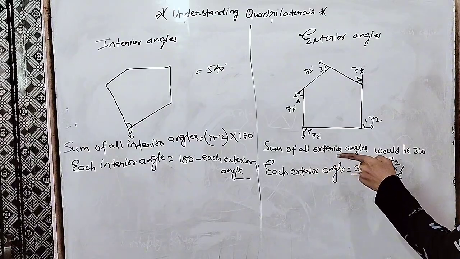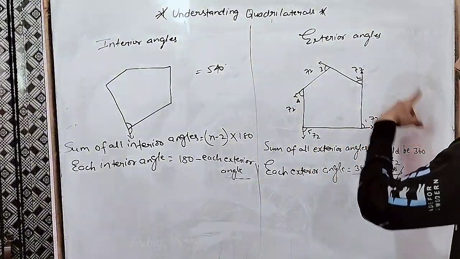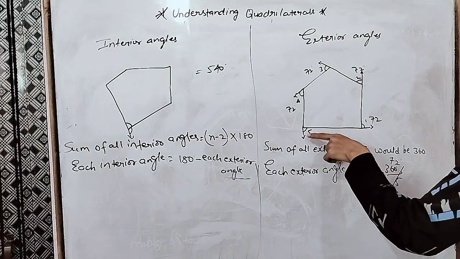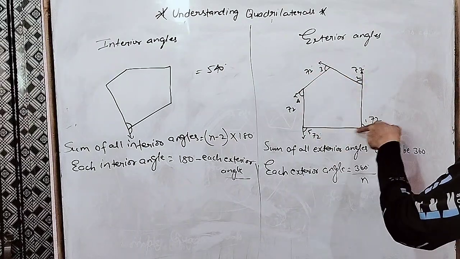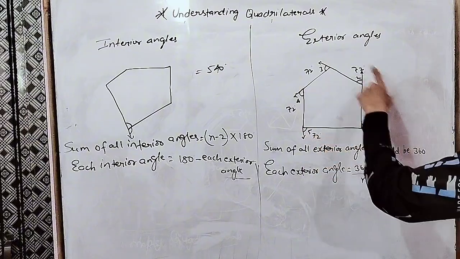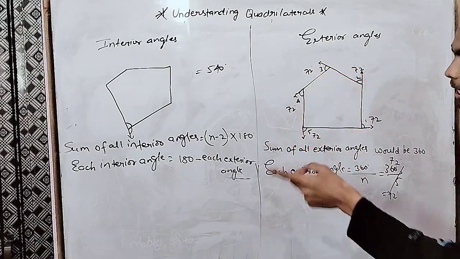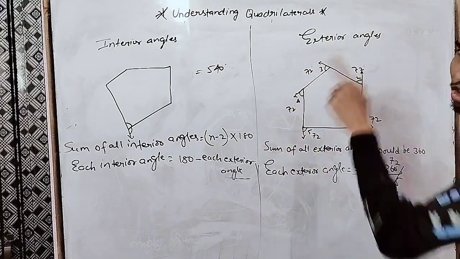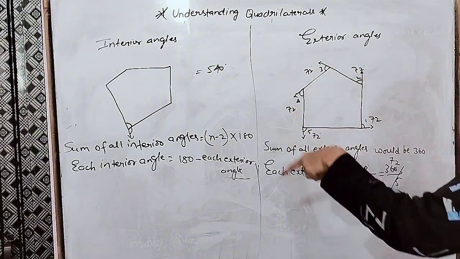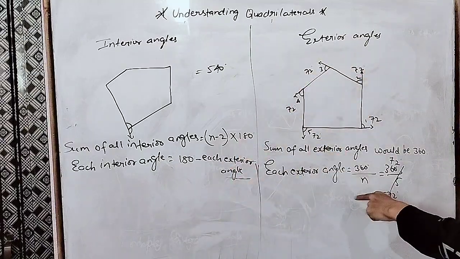Now in this diagram, this area is the outside area. In mathematical terms, we say this is the exterior area. How many exterior angles do we have? 1, 2, 3, 4, 5. We already know the sum of all exterior angles. We have 5 exterior angles, so the sum of the 5 exterior angles would be 360 degrees. If you have 10 exterior angles, the sum of the 10 exterior angles would be 360 degrees.